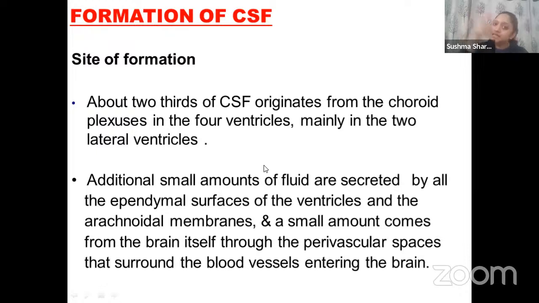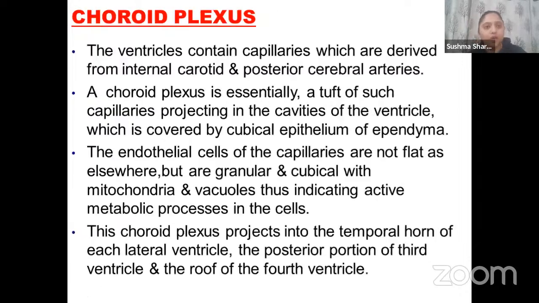Correct. The brain itself produces a small amount of CSF through its perivascular spaces that surround the blood vessels entering the brain. All right. Main takeaway point from this slide, number one: where is the CSF getting produced? It is getting produced mainly in the two lateral ventricles. Okay.